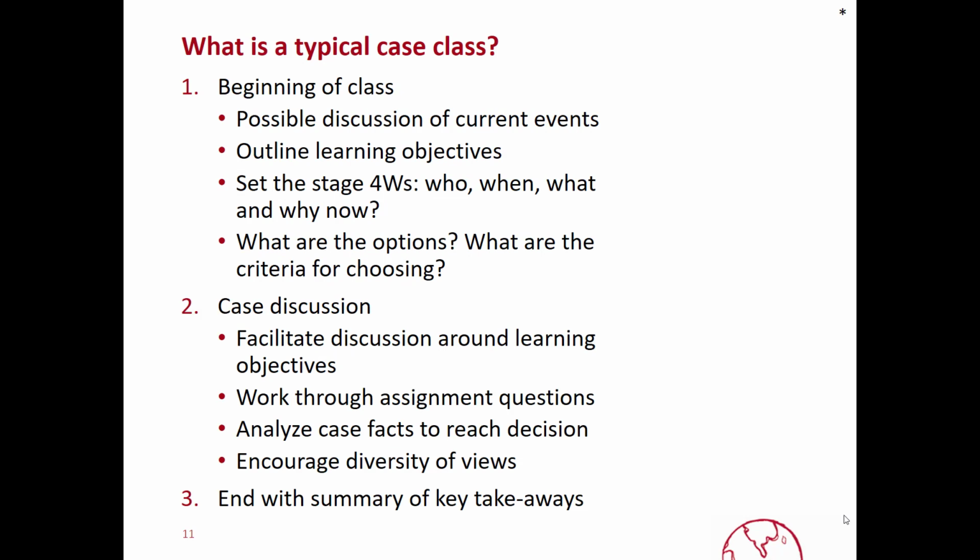Okay, so how will a case class unfold? At the beginning of class, we'll maybe start with a discussion of current events. I'll ask someone to open up the class and describe the 4 W's, outline what the options are, and then we'll really get into the discussion. The middle part of the class is going to be talking through the different alternatives. We'll be going back and forth with many of your peers, giving their points of view. There may be a few buzz groups or scrums at this point if we're getting stuck. But ultimately, we're pushing forward through the different assignment questions.